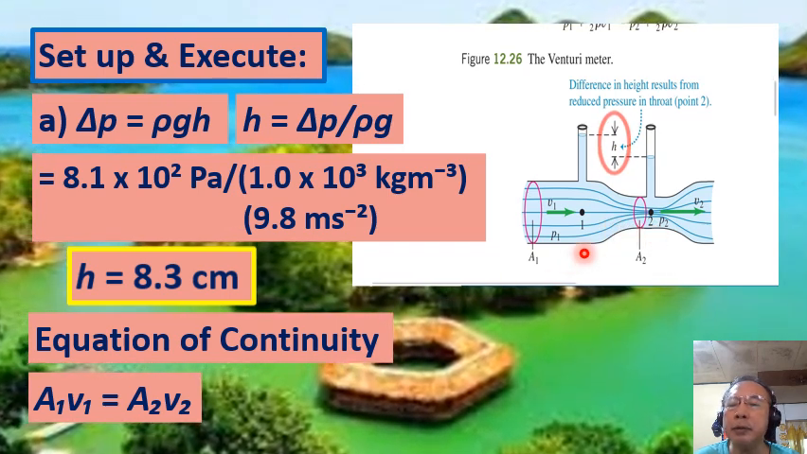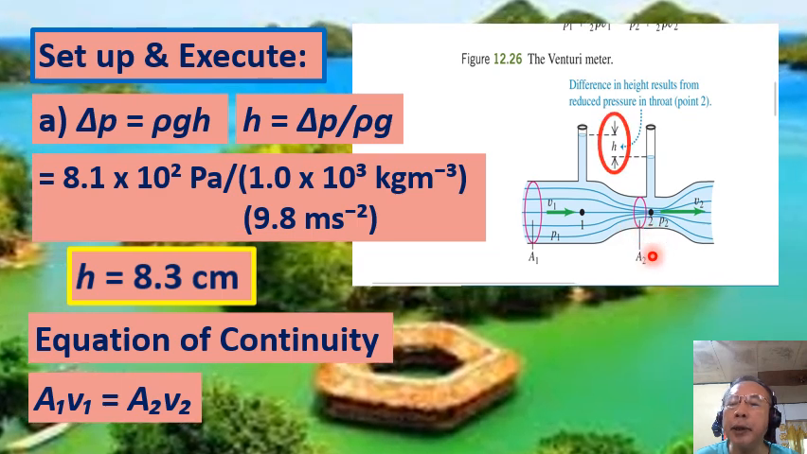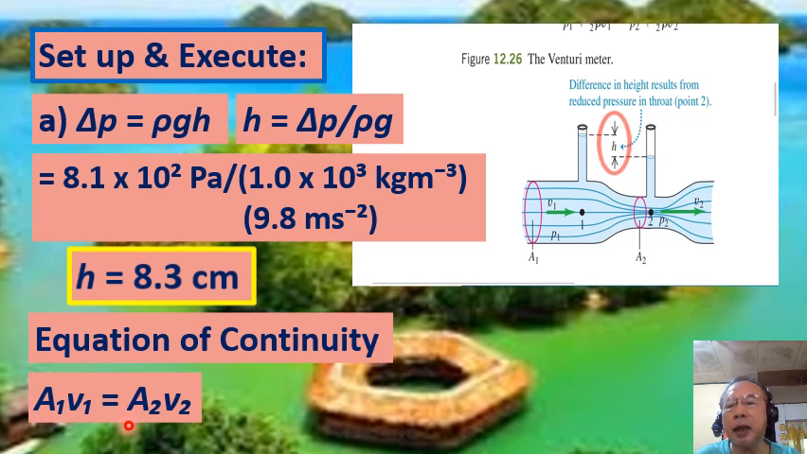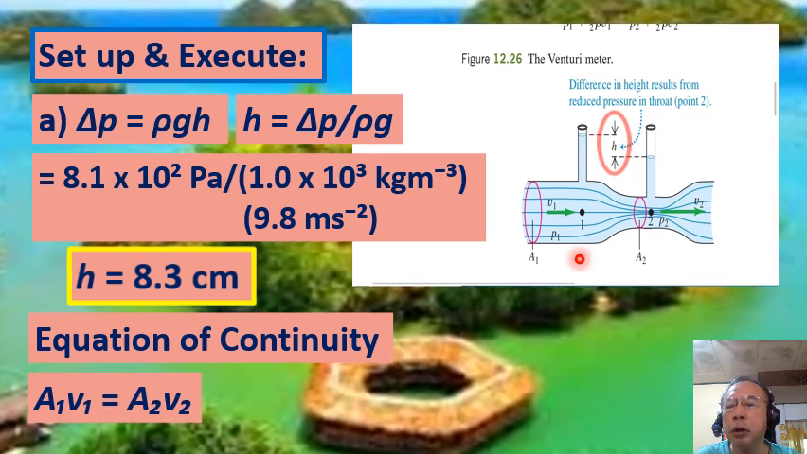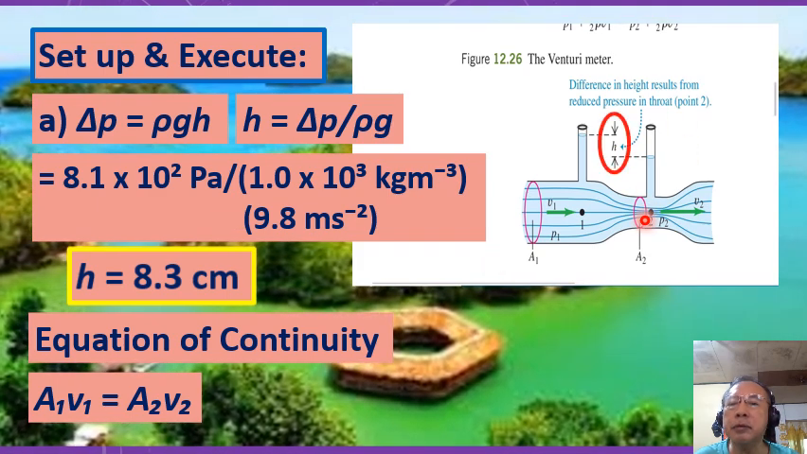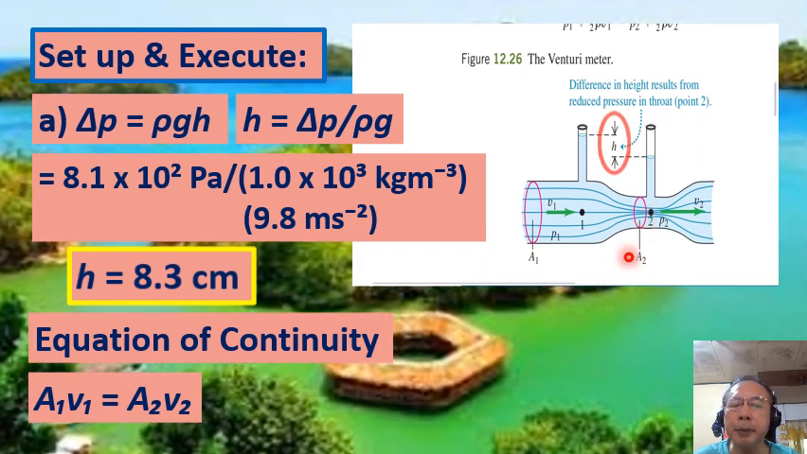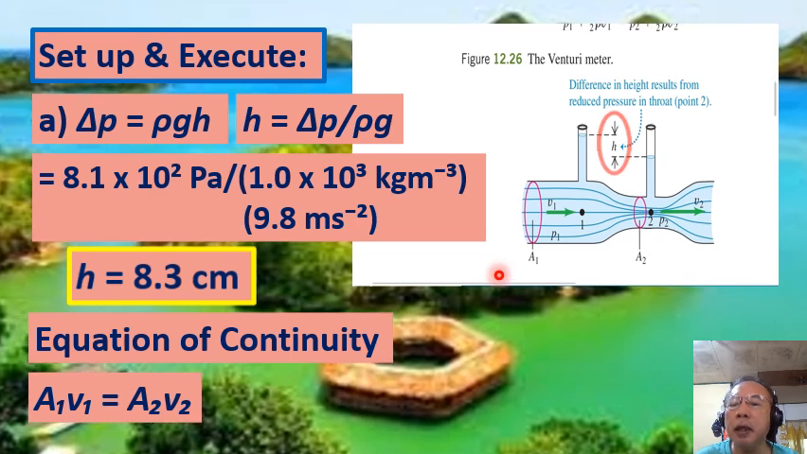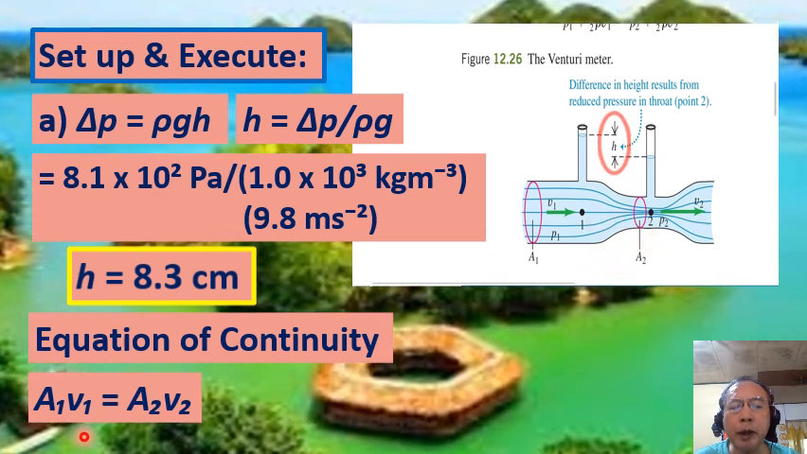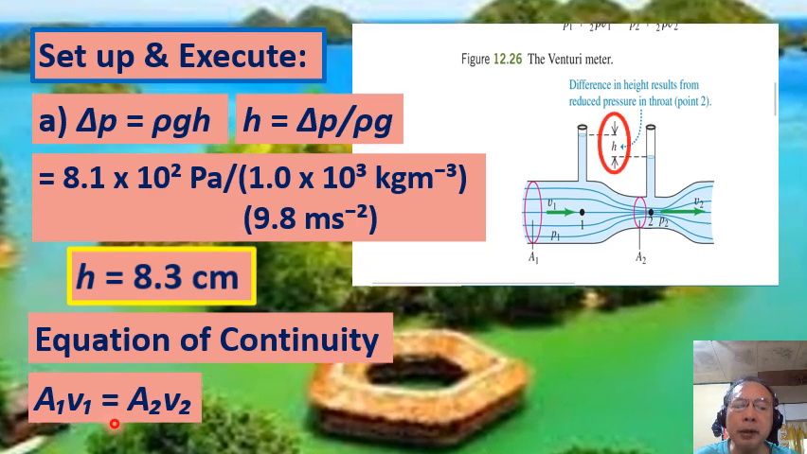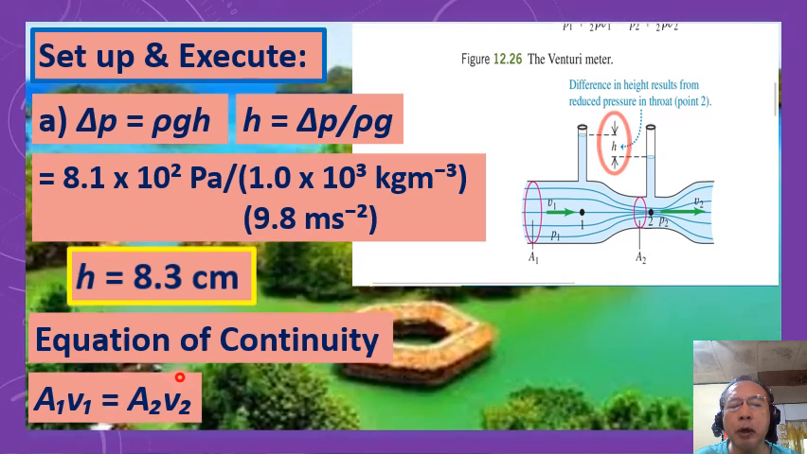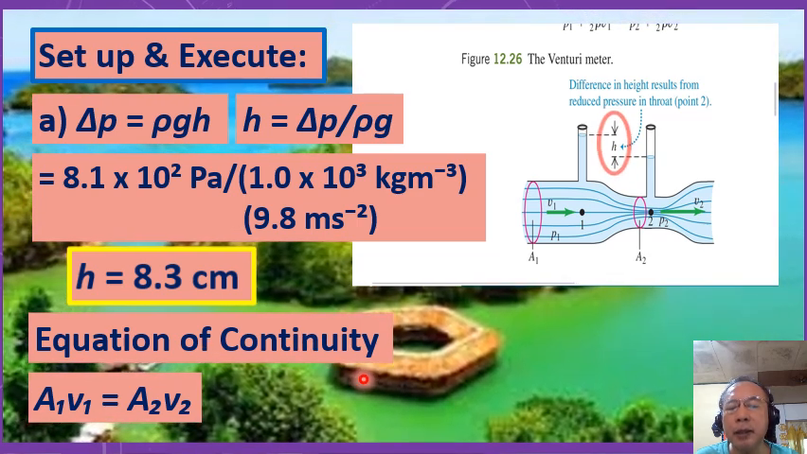And that volume flow rate at point 2 is just the product of the cross-sectional area A sub 2 of the throat of the venturi meter multiplied by the speed of the liquid water at point 2. So A sub 1 times v sub 1 is just equal to A sub 2 times v sub 2. And that is what we call the equation of continuity.